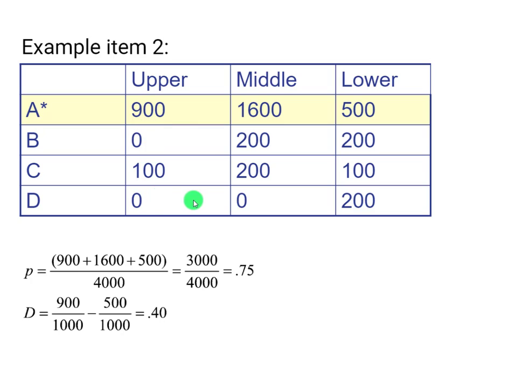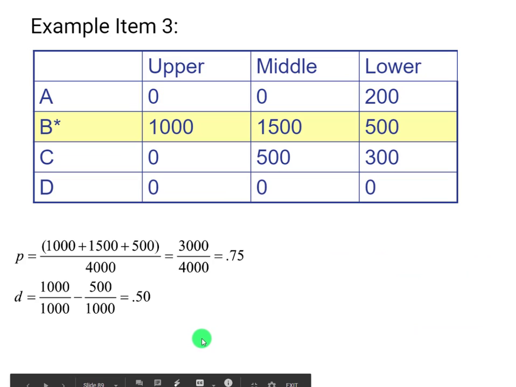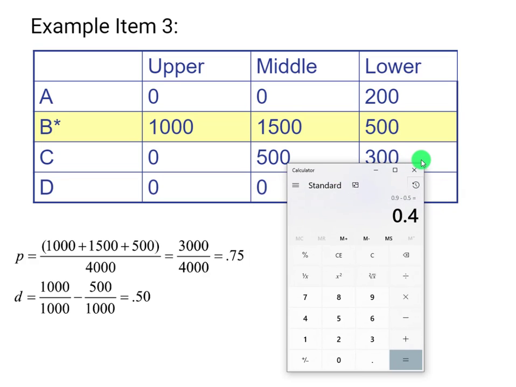Okay, let's see if there's anything here. Well, it looks like all the choices were selected. My upper group really understood what was happening here. The same with the middle group. By all accounts, this looks like a good item. It's moderately easy and positively discriminating. All the distractors were used. There was no ambiguity where one distractor actually confused my upper group. So this looks like a good item. Let's try this one. If you want to pause and figure it out before I figure out the answer for you, that's fine. Go ahead and pause here, and I will meet you when you start back up again.